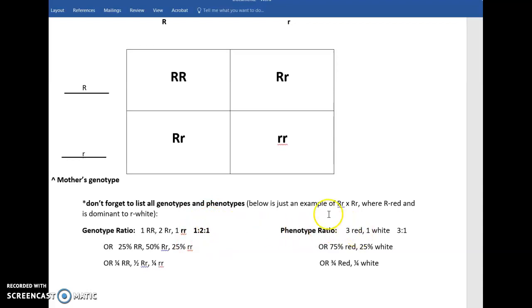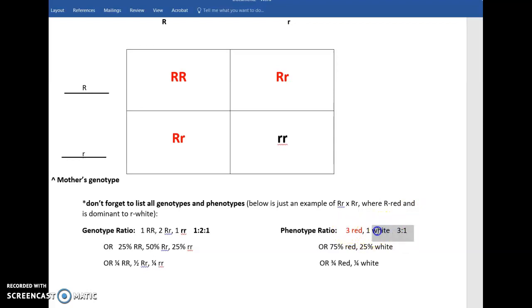Okay, so now the phenotype. Let's go to the phenotype. So the phenotype, once again, is what do these letters mean? Well, if you look, that would be a red. This is also red. Remember the big R represented red. So these are showing dominance. And then the 2 lowercase r's are white. So I have 3 red and 1 white, and that is a 3 to 1 ratio.